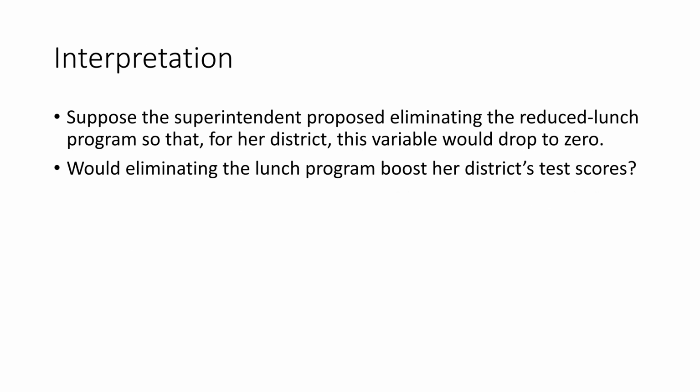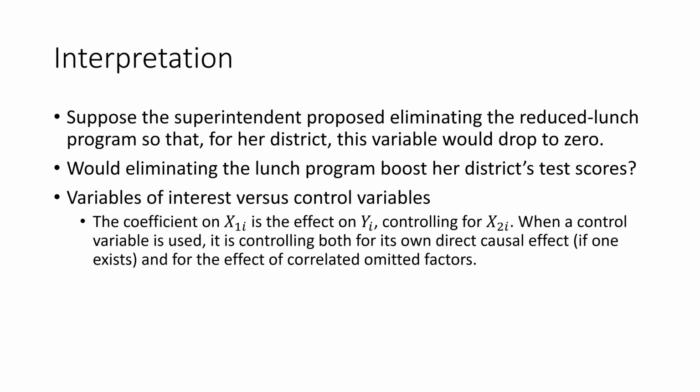Okay, so suppose the superintendent proposed eliminating the reduced lunch program so that for her district, this variable would drop to 0. In other words, we're not going to help people pay for their lunches. The question is, would this boost your school district's test scores? Well, we can test all of these things. We can go through a regression with multiple variables and control for all these other characteristics to determine what's actually driving our finding. All right, and that's what this says. Coefficient on x1 is the effect on y, controlling for x2, right?